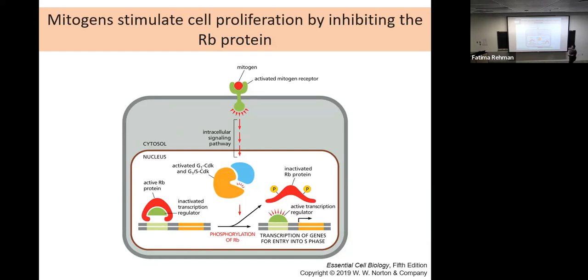That's proteins talking to each other. So basically, if you get a mitogenic signal, you get activation of the related CDK cyclin complexes. Those move into the nucleus to regulate transcription of genes related to the next phase of the cell cycle. That's what you remember.